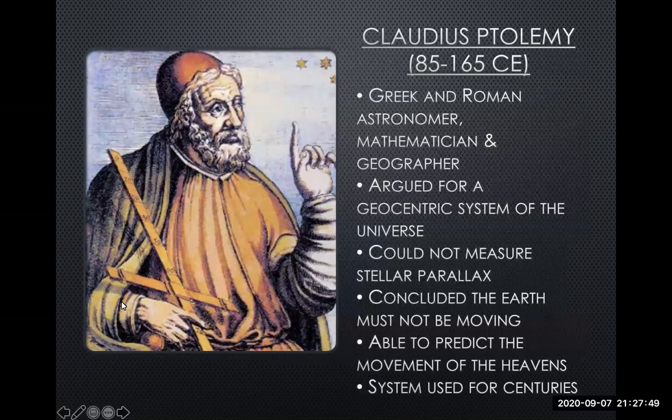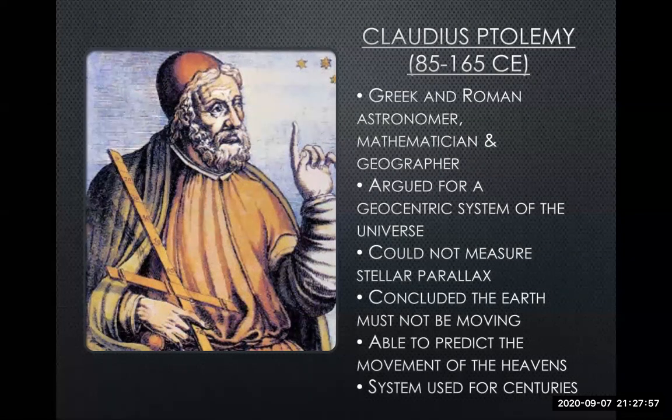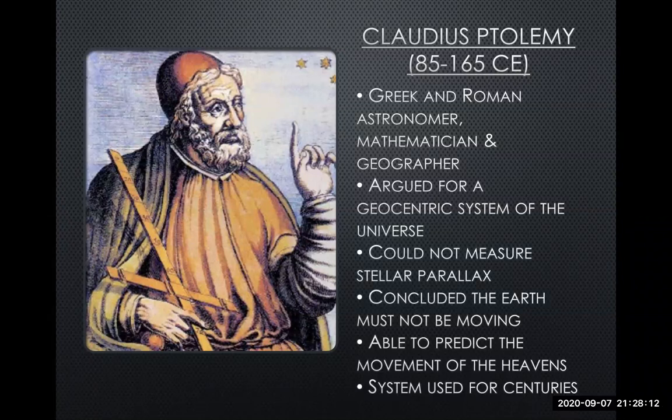Unfortunately, in some ways, the theory from antiquity that becomes predominant in the Middle Ages is the one articulated by Claudius Ptolemy, a Greek and Roman astronomer, mathematician, and geographer. Ptolemy argued for a geocentric system of the universe, an idea of the universe that places the Earth at its center. One reason he did this is because he was unable to measure stellar parallax. Because he was unable to measure this, he argued that the stars were not moving, the Earth was not moving, everything was solid, stuck in place. So he concluded that the Earth must not be moving.